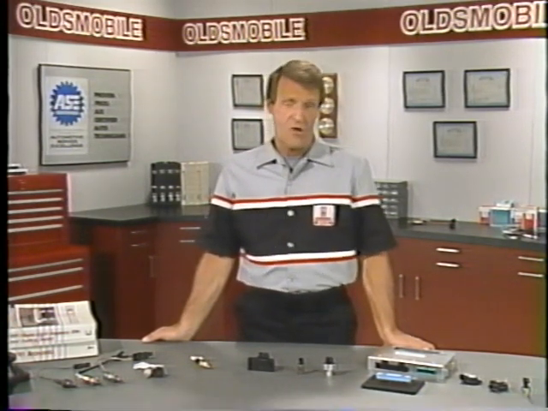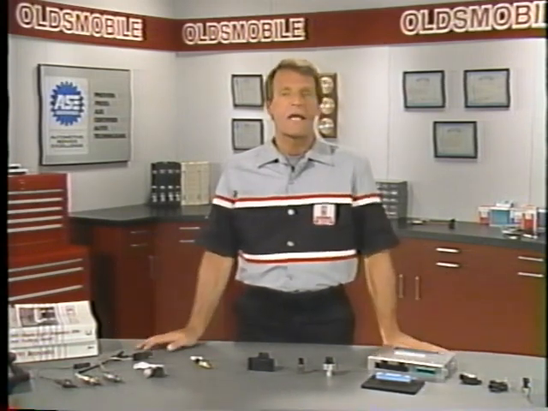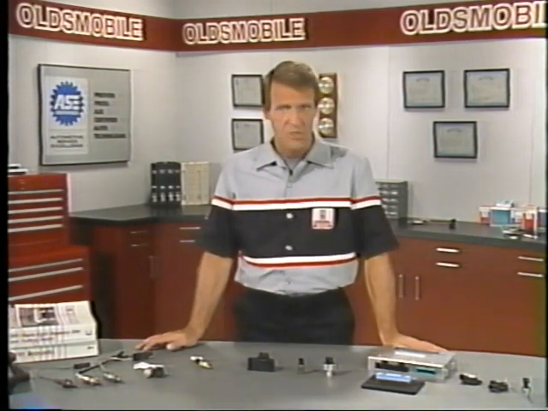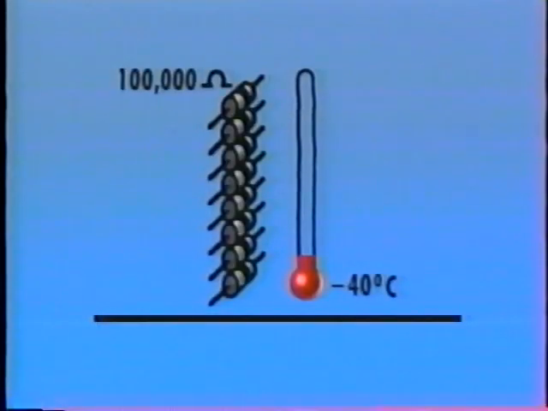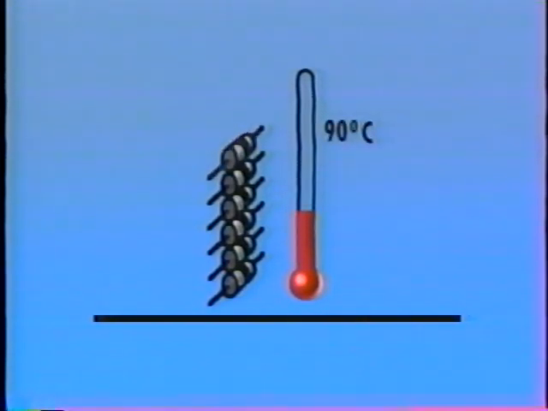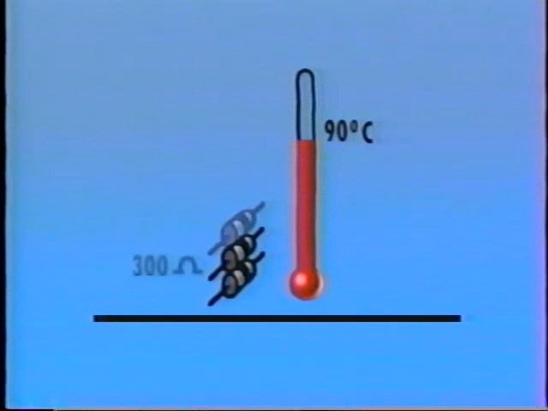Don't let that term scare you. It's just a fancy way of saying it has high resistance when it's cold and low resistance when it's hot. Thermistor resistance ranges from over 100,000 ohms at minus 40 degrees to around 300 ohms at normal engine operating temperature.